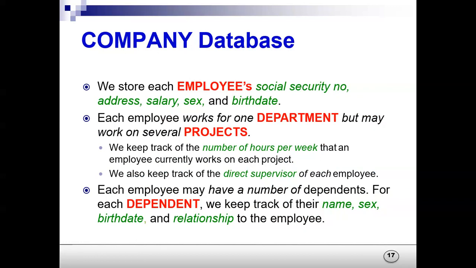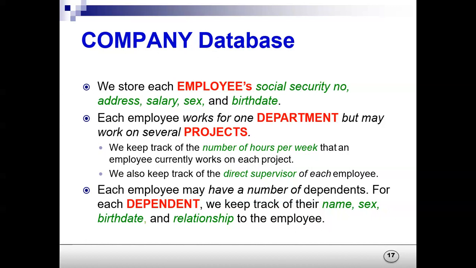So we have these databases. For employee, what are the things we can have? For the employees, we can have a social security number, or you can think of the employee ID also. These are the attributes, the properties. Address can be there, salary can be there, sex can be there, and date of birth is there. Then each employee works for one department but may also work on several projects.